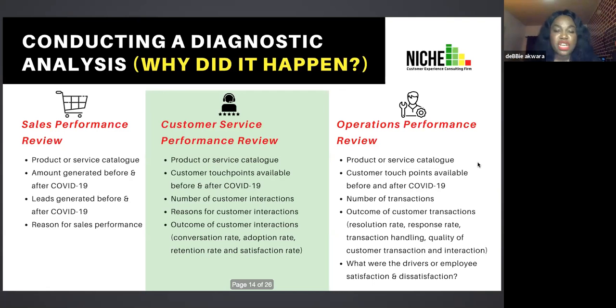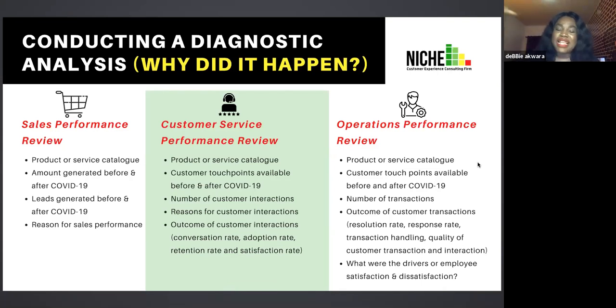The third thing that you need to review is your operations, no doubt. Again, ideally, you have one big, large spreadsheet. Your product service catalog to the extreme left, because that's what you're benchmarking everything against. And then for each stage, you can put down all of these things I'm talking about. So operations: product service catalog, and then how many customer touch points are available per product or service before and after COVID-19. Then you move on to the number of transactions that came through. Transactions could be requests, complaints, queries, or inquiries. Those are termed queries or transactions from a contact center perspective. So you need to know those things.